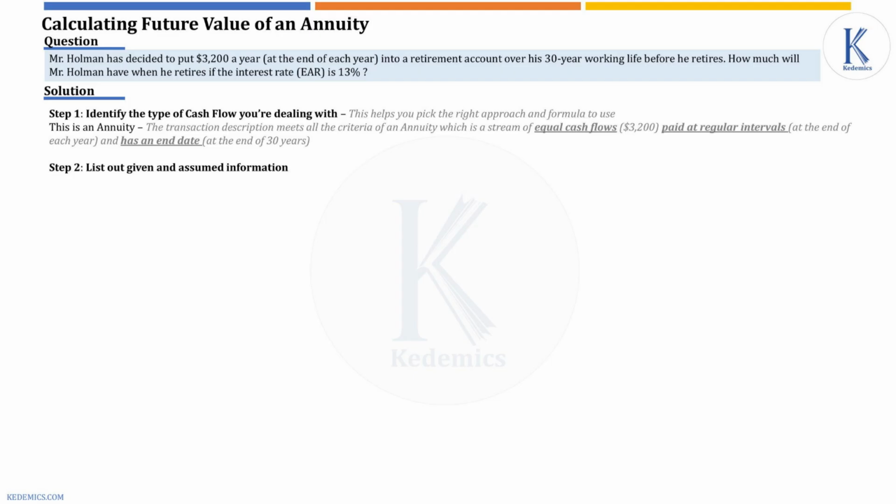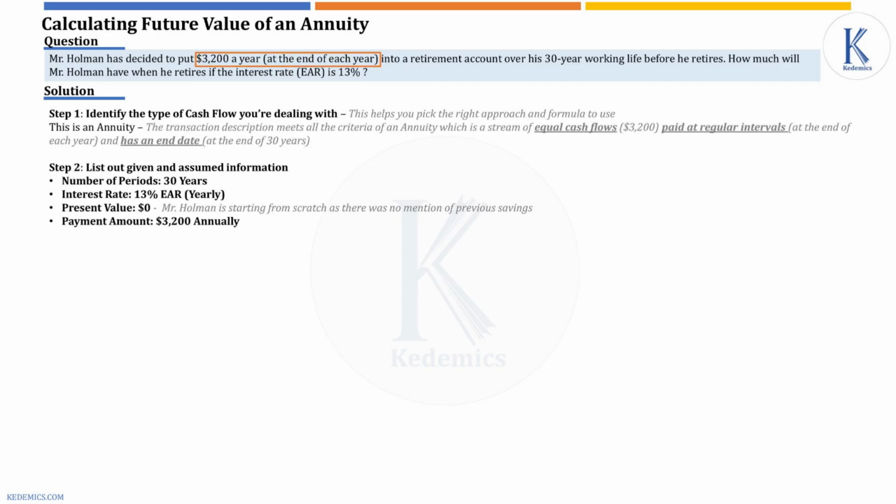Next, list the given information. The number of periods is 30 years, as it was given in the question. The interest rate is 13%. The present value is $0, as there was no mention of any existing savings, so Mr. Holman is starting his retirement account from scratch. The payment amount or cash flow is $3,200 annually. The future value is what we are trying to solve for.